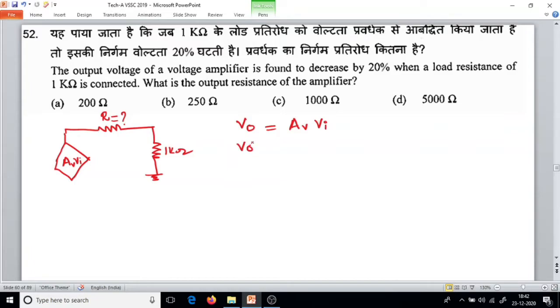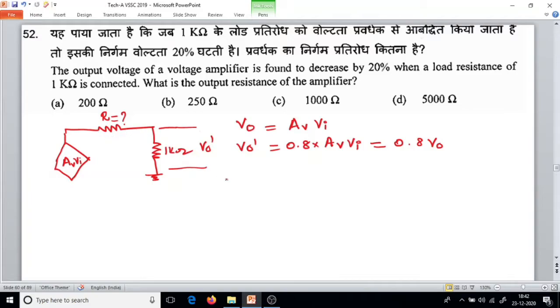Now what is my new output when I connected the load? It is 0.8 times AV into VI, because 20% reduction, so remaining is 80%. That we can write as 0.8 times V out. Now what is VO dash? VO dash we will take across this load, correct? This is the VO dash.